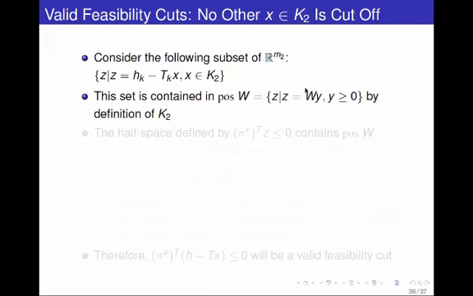This is exactly the definition of K2. So, in particular, x's that are in K2 means that there is a y such that Wy equals h minus Tx, and y is non-negative. So that shows that this set of eligible bachelors that I don't want to kick out of the party is contained within this bigger set pos W. Okay, so now the question is, when I'm drawing this line, I'm not only going to show you that this set is on the right side of the line, but actually all of pos W is on the right side of this hyperplane.